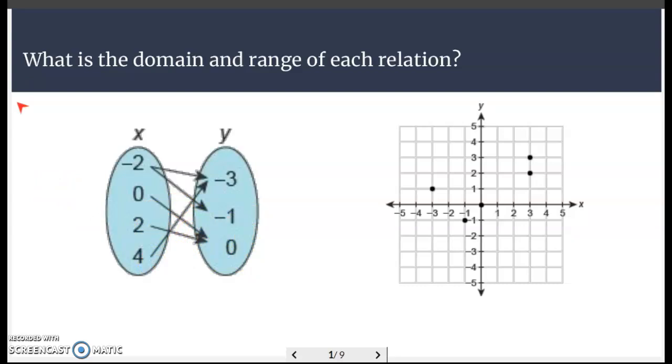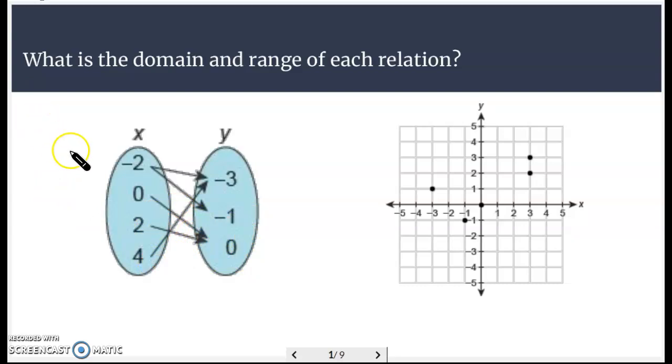To identify the domain and range: the domain, D for domain, is simply all of the x values, listed one time: -2, 0, 2, and 4. That would be the domain of this relation. The range would be all the y values: -3, -1, 0.